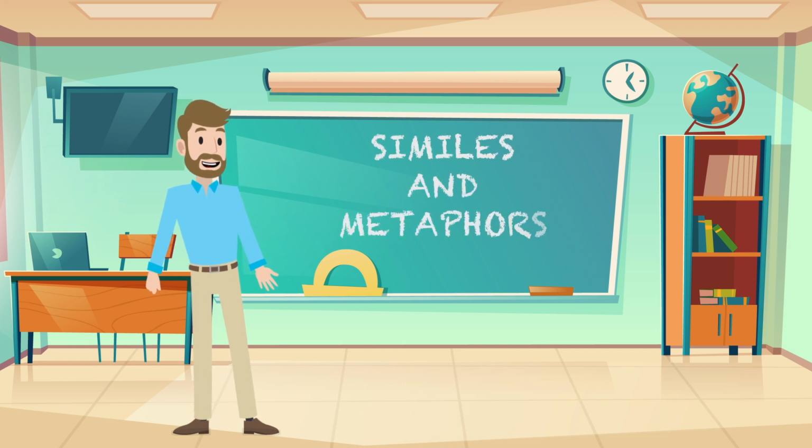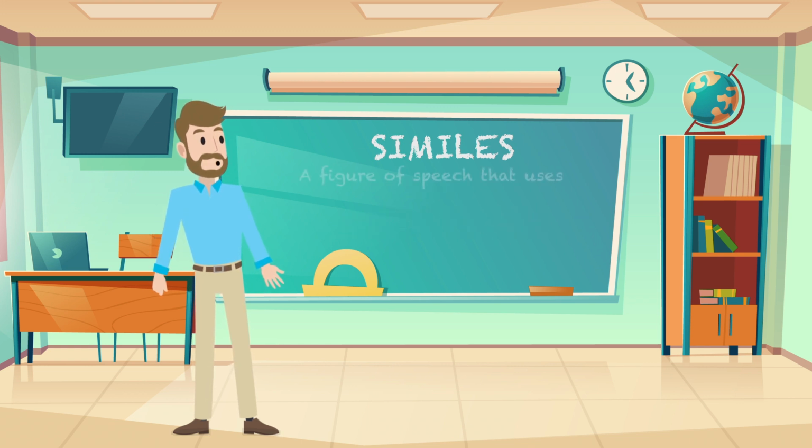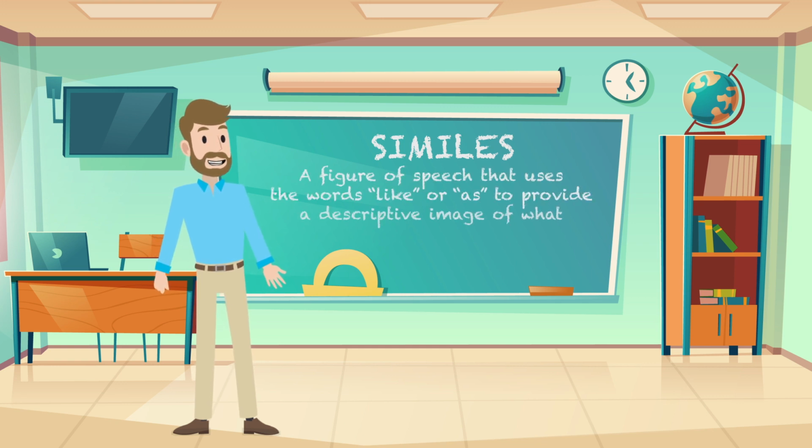Similes and metaphors can actually be very complex figures of speech that writers use to express a particular image to a reader. However, in this video, we're going to keep to the basics to help us better understand the key differences between the two. Let's start with similes. Similes are a figure of speech that use the words like or as to provide a descriptive image of what the writer is trying to say.